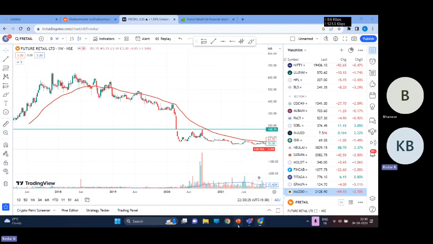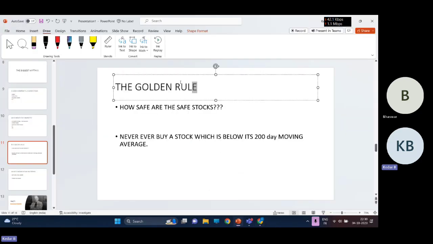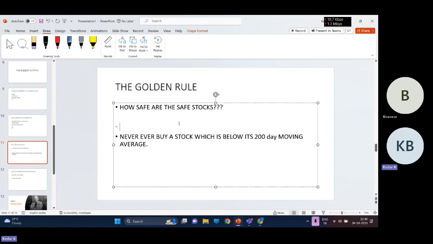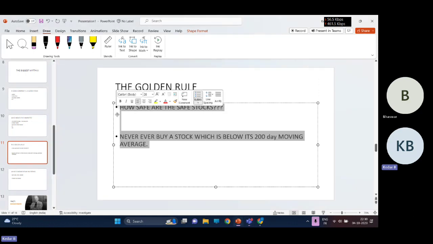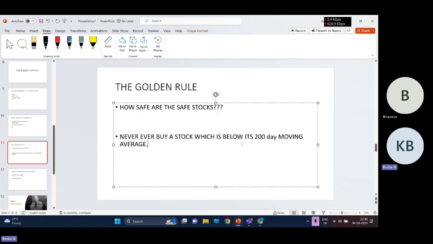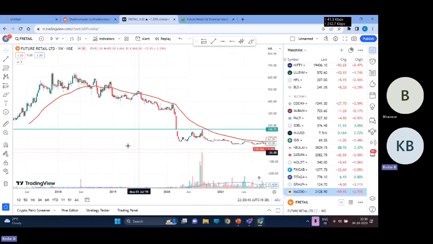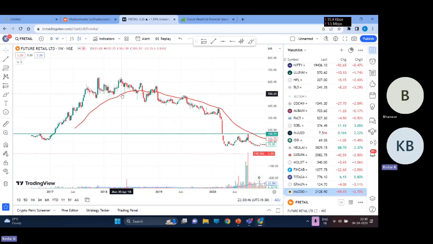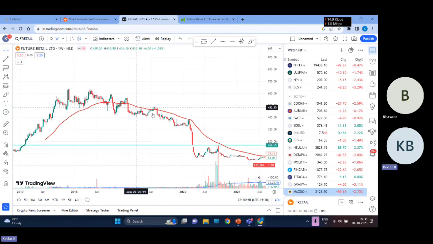Okay, so the golden rule which will save you from all these disasters is that never ever buy a stock which is below its 200-day moving average. This is the golden rule. You can avoid literally any market crash, because any market crash happens below its 200-day. I will show you this red line. What happened? The crash happened. It went to pennies below its 200-day moving average.